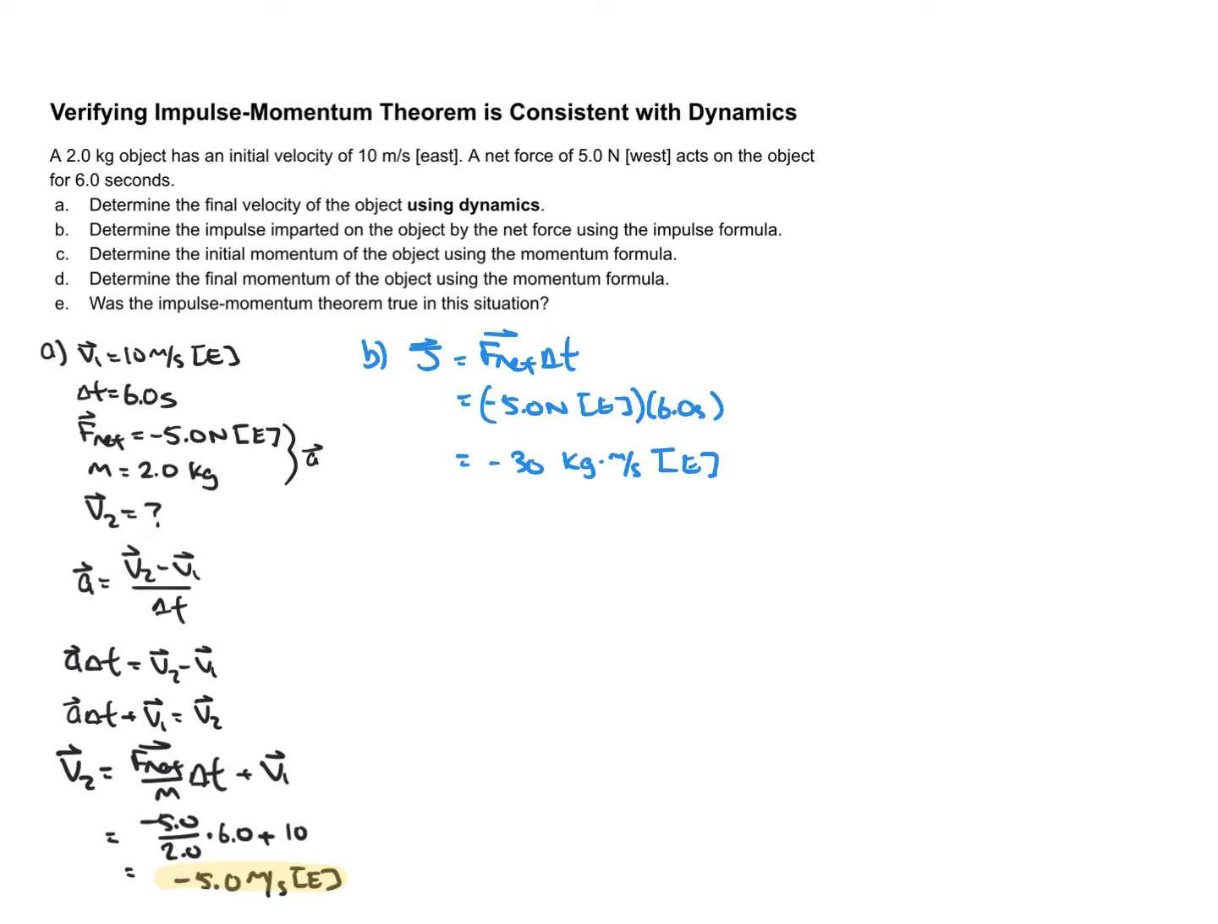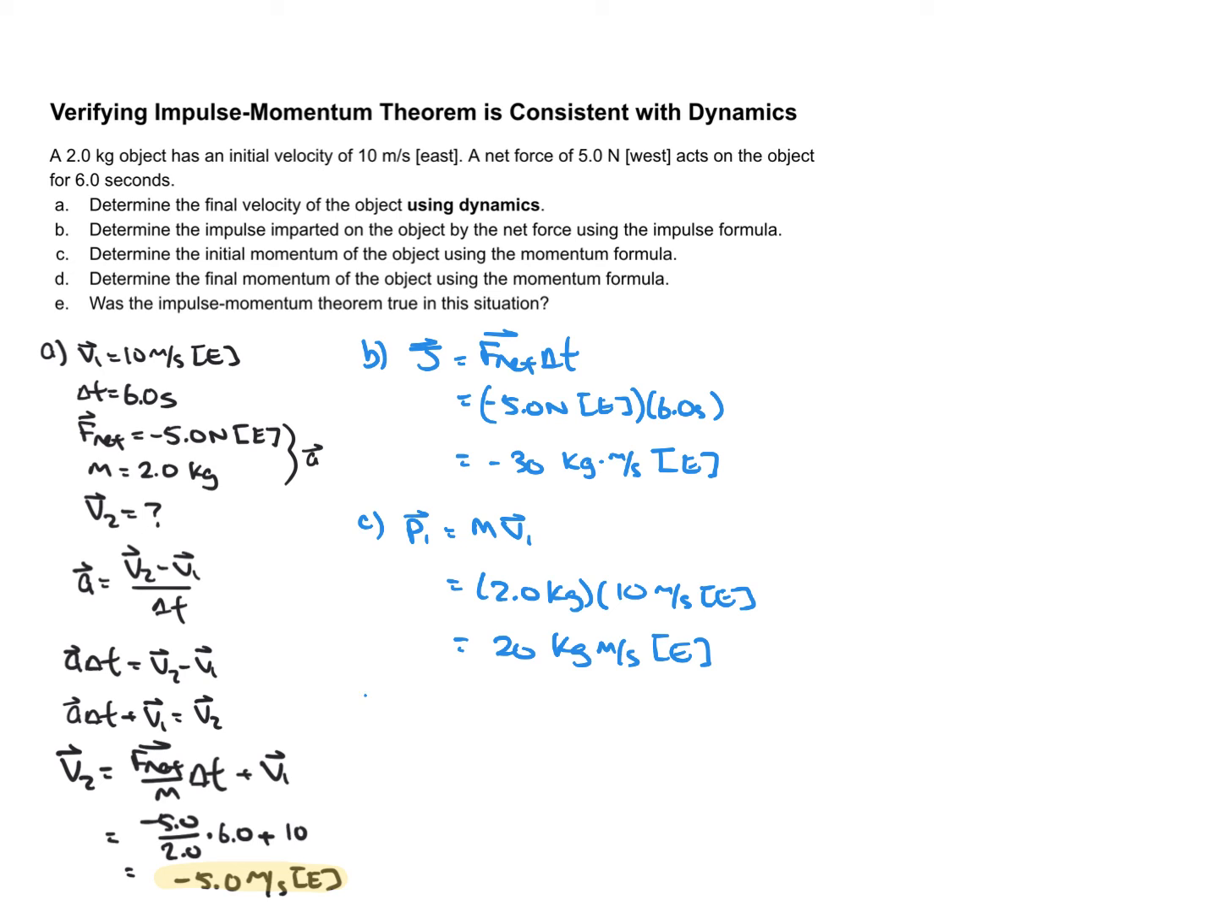So that's part B. C. Determine the initial momentum of the object using the momentum formula. The initial momentum, P1, will be mass times initial velocity. That's the momentum formula, P equals mv. So that would be 2.0 kilograms times 10 meters per second east. That makes 20 kilogram meters per second east. Okay, there's part C.